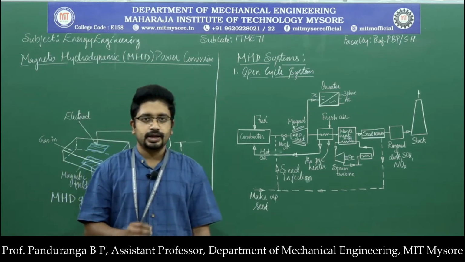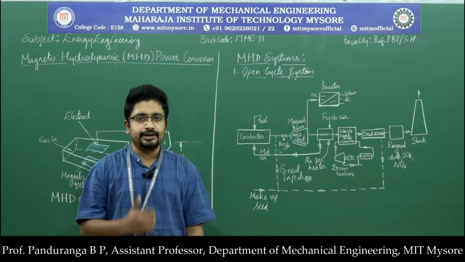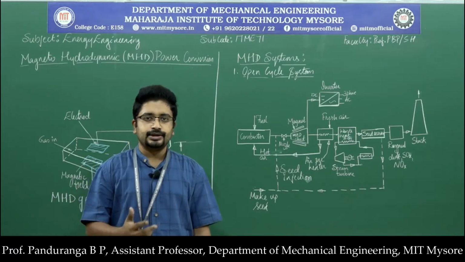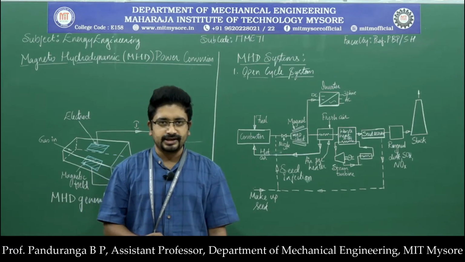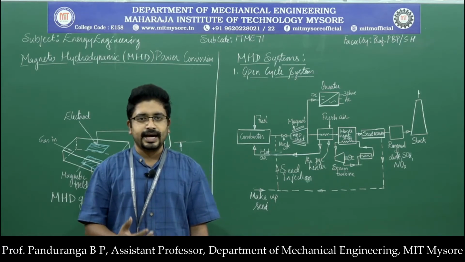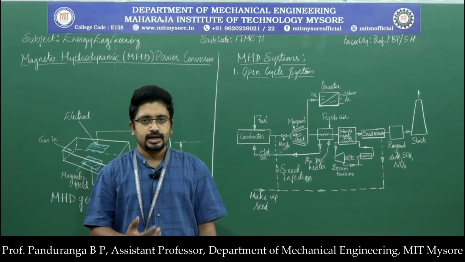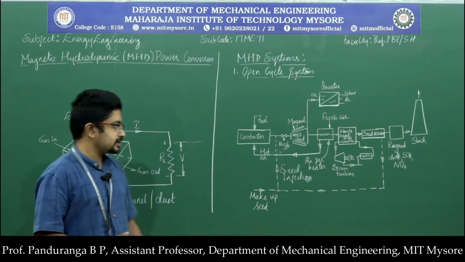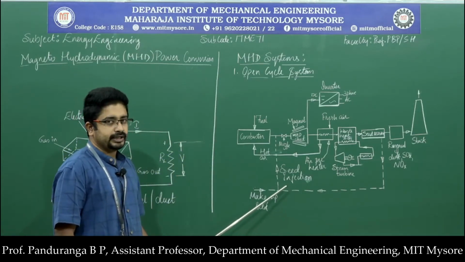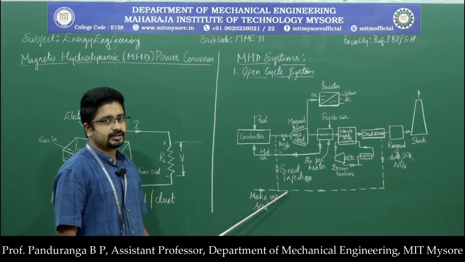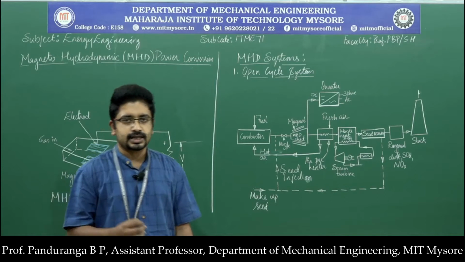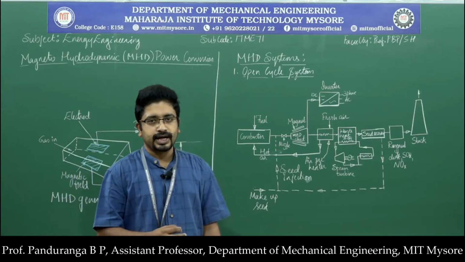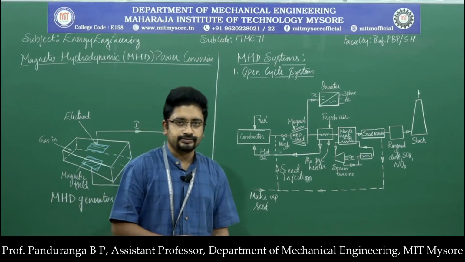We can convert a gas or a liquid into an ionized gas or liquid in two ways. One is, if you reach a very high temperature, then you can ionize the gas or the liquid. Otherwise, we can inject material or particles called seeds. These are charged particles which are injected into the gas stream or the liquid.